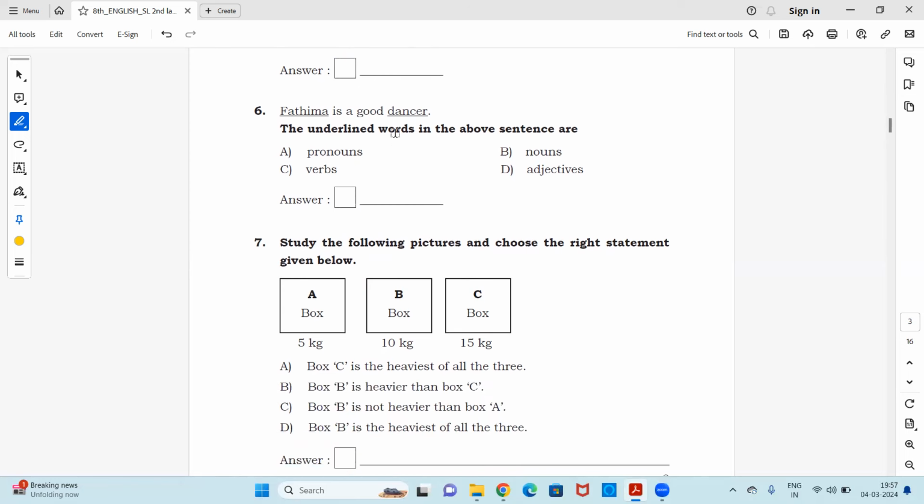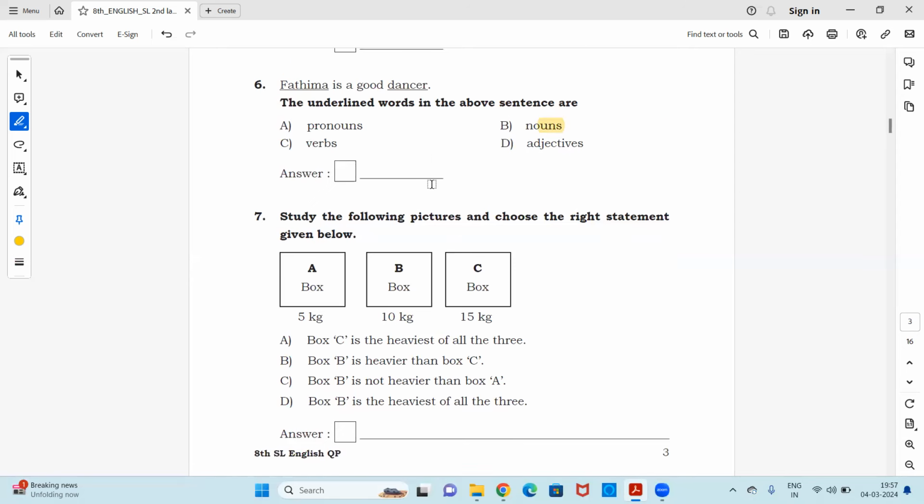Next, Fatima is a good dancer. The underlined words in the above sentence are dash. What are the words which are underlined? Is it pronouns, nouns, verbs, or adjectives? Of course, the name of a person or name of any profession would be a noun. So the part of speech is noun. Option B, noun, is the right answer.